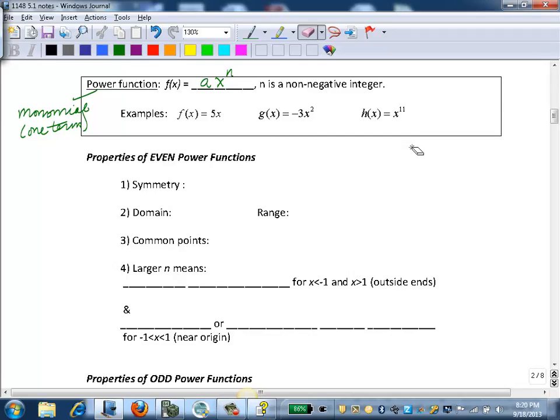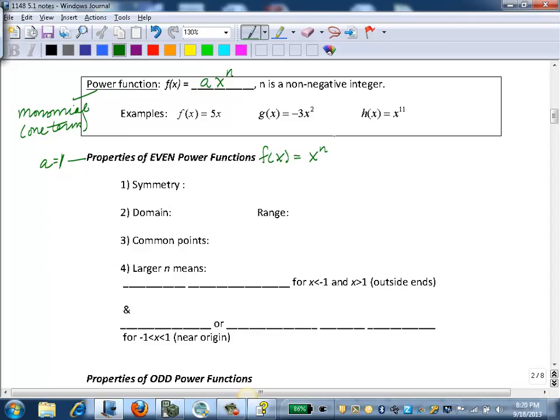So we're going to expand our library of functions, those list of parent functions that we studied earlier in the course. We're going to expand our parent functions with even and odd power functions. Okay, so even power functions, as it suggests, are in the form f of x equals x to the n power. So the a value is 1. The coefficient is 1 in even and odd power functions.